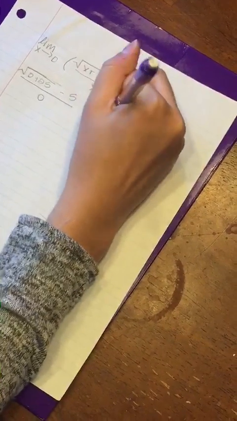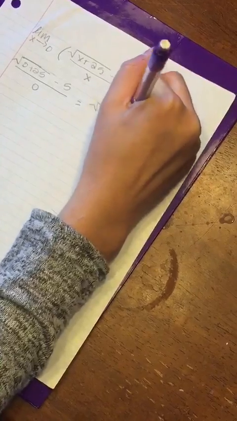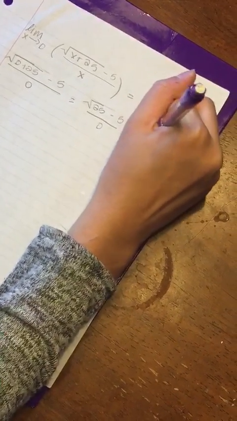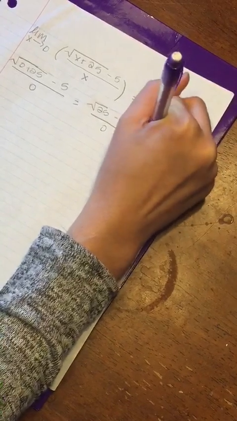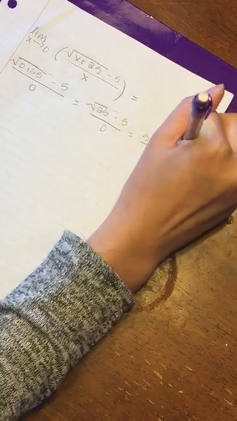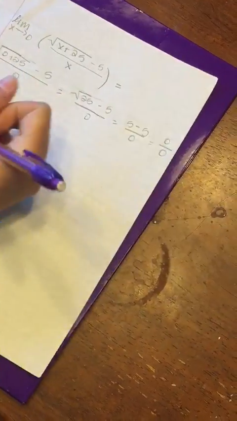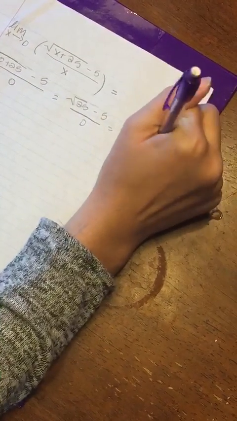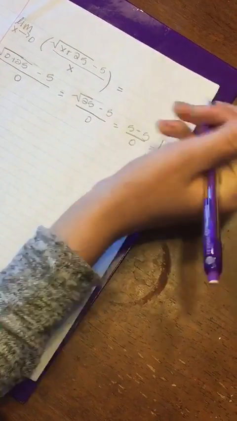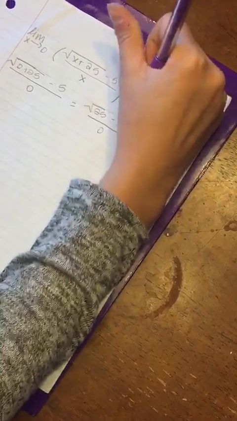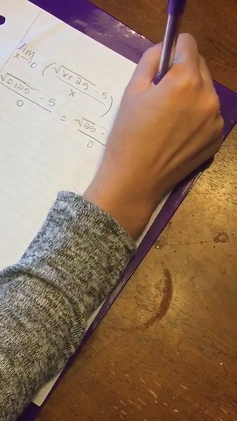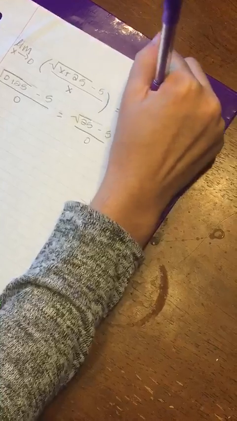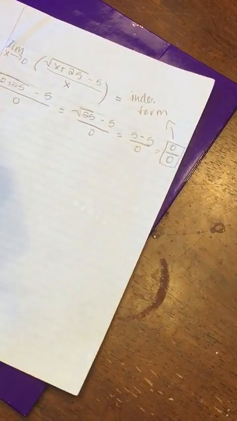That leaves us with the square root of 25 minus 5 over 0, leaving us with 5 minus 5 over 0 equals 0 over 0. And you want to box that. And this is your indeterminate form, which means we need to find our extended function.